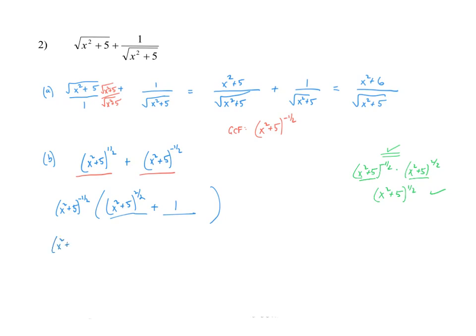Okay, that means we have x squared plus 5 to the negative 1/2. In here, x squared plus 5 to the 2/2 is just the same thing as x squared plus 5. We still have a plus 1. X squared plus 5 to the negative 1/2 belongs in the denominator. So we have the square root of x squared plus 5 in the denominator. And then in the numerator, we're left with x squared plus 6.